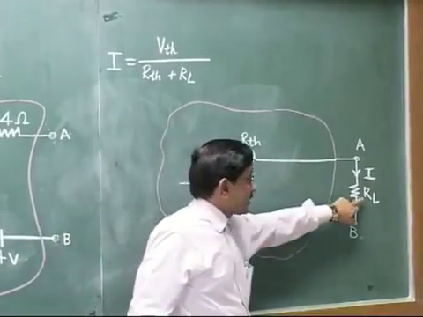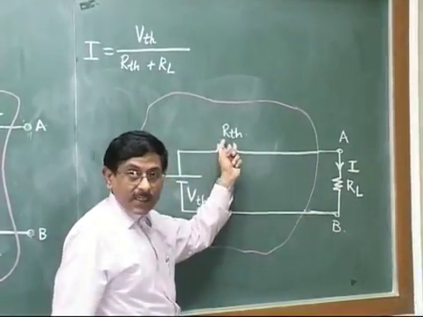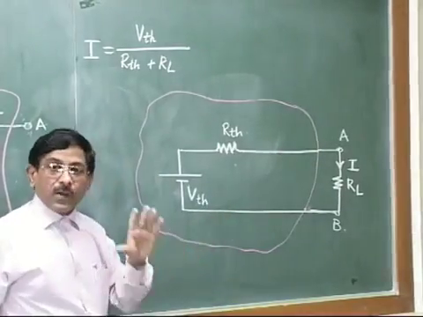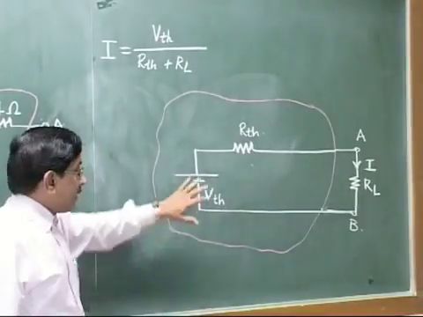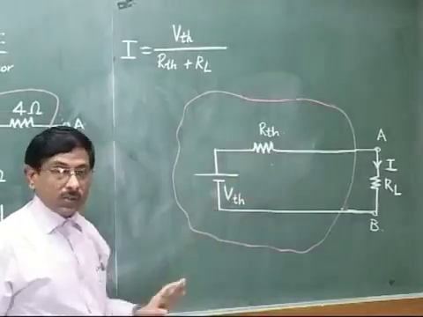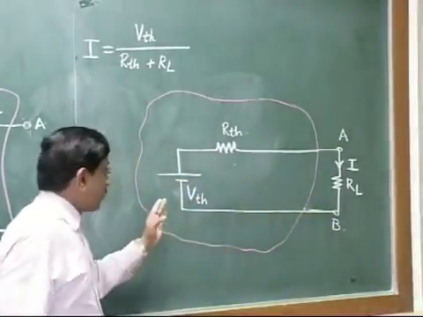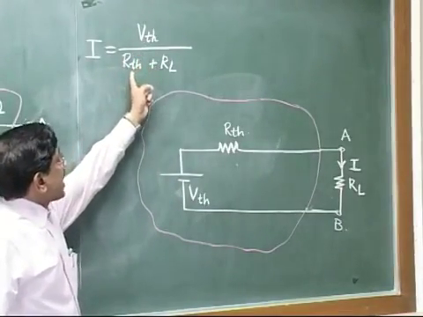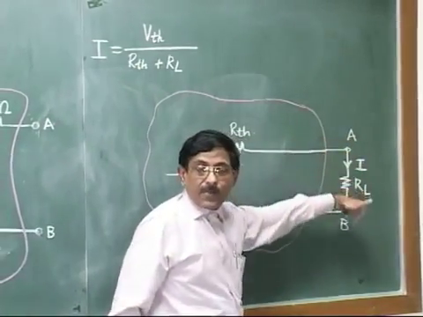We reintroduce the load resistance across points A and B after determination of VTH and RTH, and then it becomes a simple series circuit where we can make use of Ohm's law. Ohm's law says that current in any such circuit will be the total voltage acting in the circuit divided by the total resistance across the voltage source. Total resistance is RTH plus RL and the total voltage acting is VTH. So I will be equal to VTH divided by RTH plus RL. So this is the answer because we have shown I as the current in your RL.